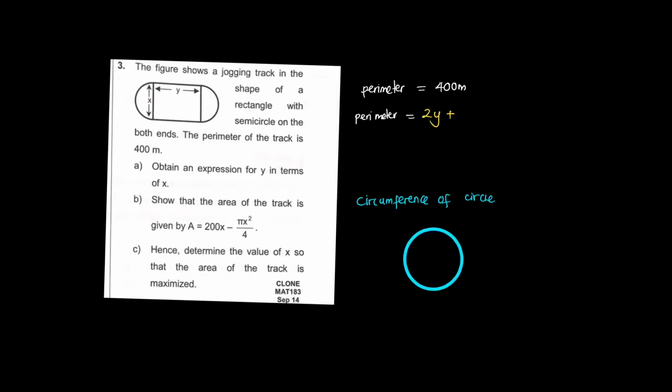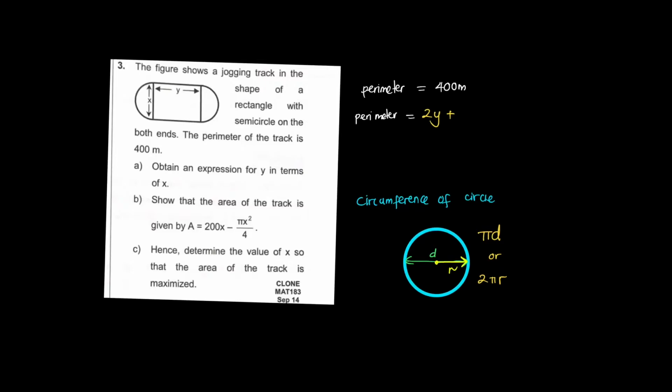So let me draw a circle for you real quick. So this is a circle, and the circumference of a circle is given by this formula pi d, or you can also write it as 2 pi r. So 2 times r is basically diameter. So diameter looks like this. From side to side, we call this diameter, but from center to side, we call it radius.